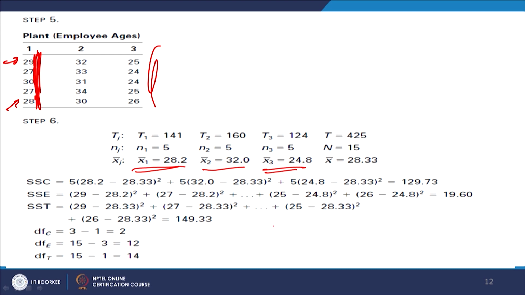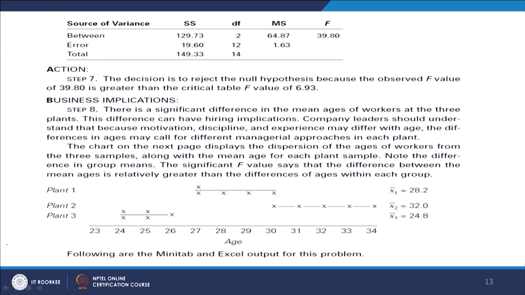Then grand mean, again this is sum of square among columns, this is sum of square within columns, this total sum of square. So the calculated F value is this, it is 39.8 and the table value is 6.93. So there is a significant difference in the mean ages of workers at these 3 plants, right.